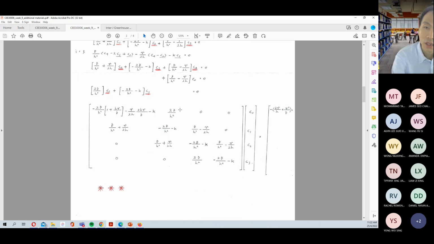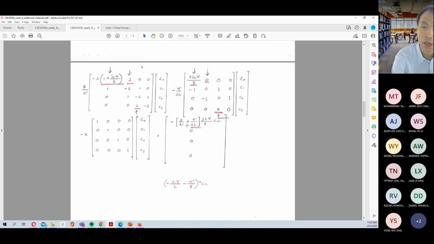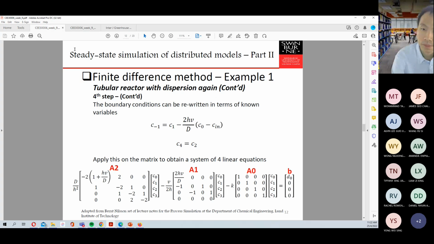So this is basically the overall matrix that you will get. But we don't need to solve it using this. We can also solve it using this particular form as well. So this is what essentially happened after we substitute the C minus 1. We will have this overall matrix. This one is called A2. This one is called A1. This one is called A0, and this one is called B.